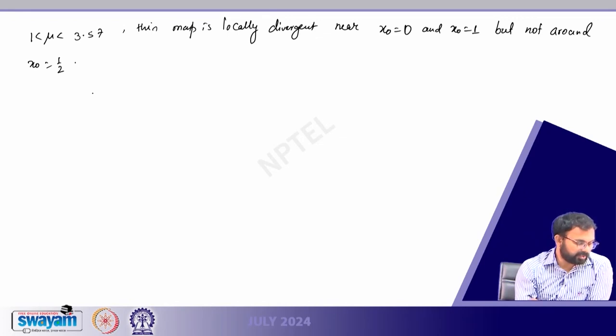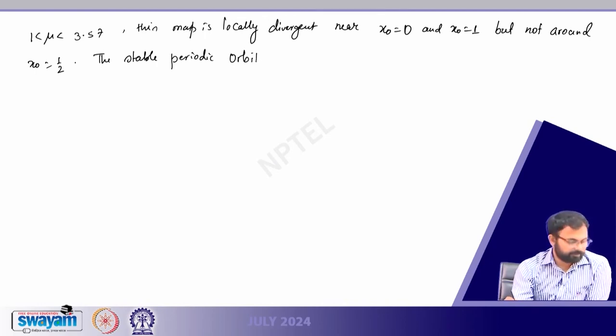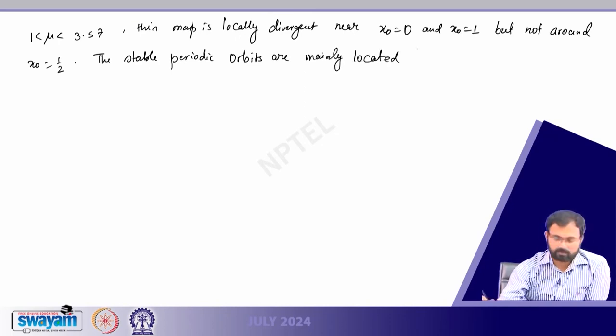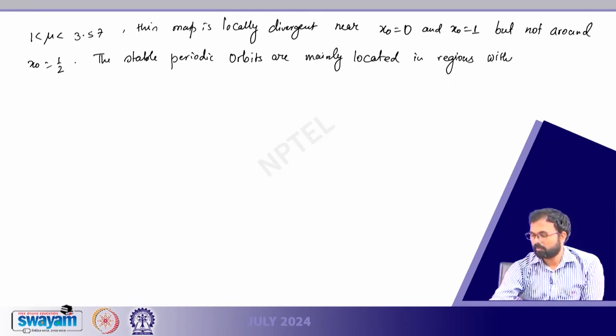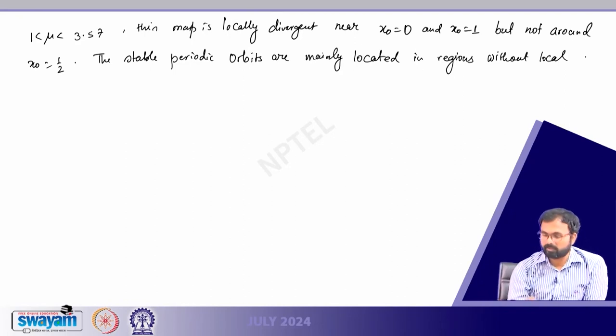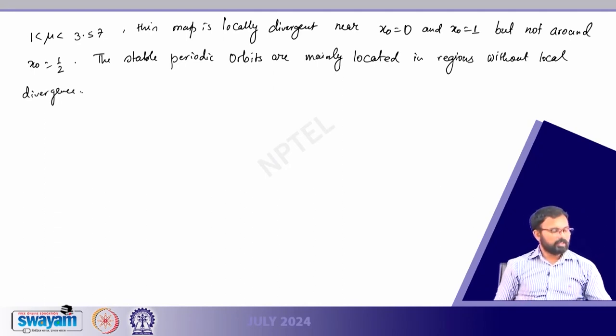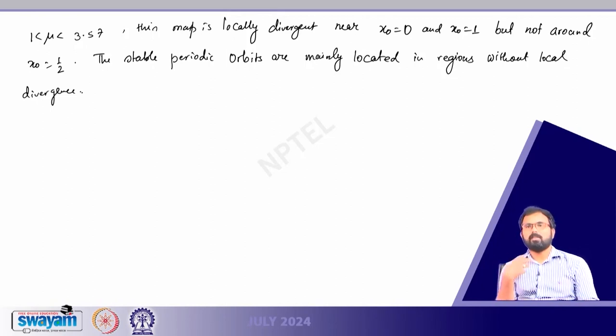So, the stable periodic orbits are mainly located in regions without local divergence. So, if there is local divergence, then we cannot have stable periodic orbits, right. So, this is what we mean by local divergence, that means we are looking for the stability of the solution around the initial condition. So, if it is exponentially divergent, then in that case we call it a locally divergent solution, right.